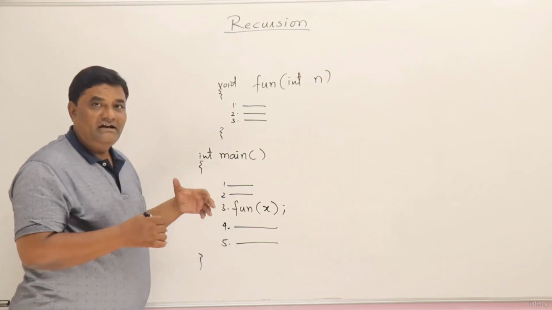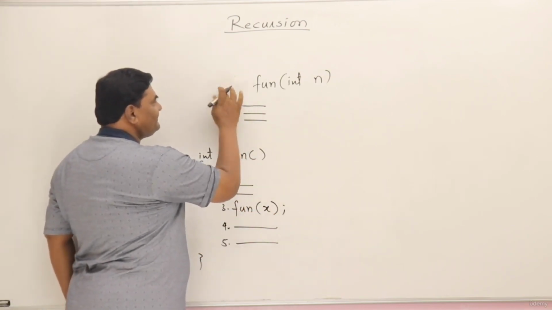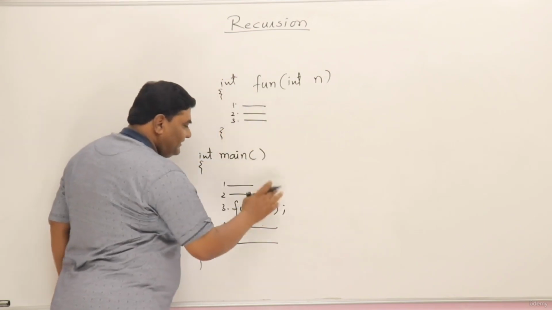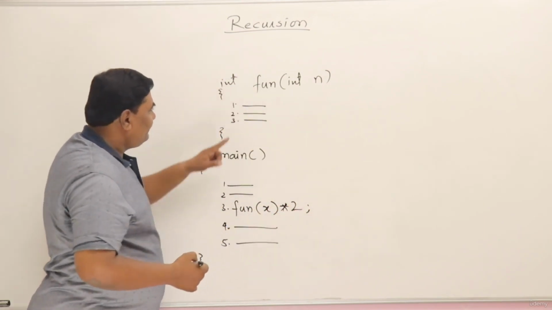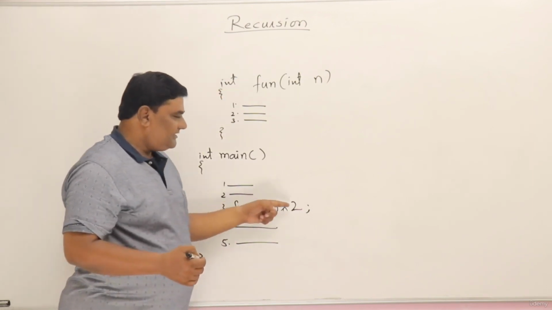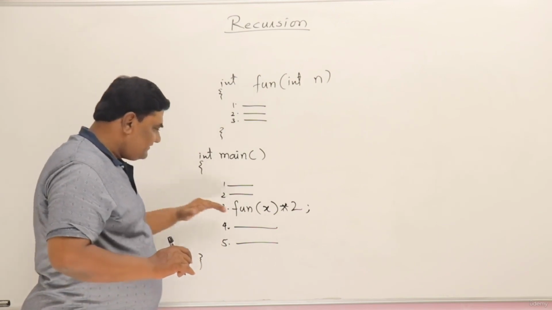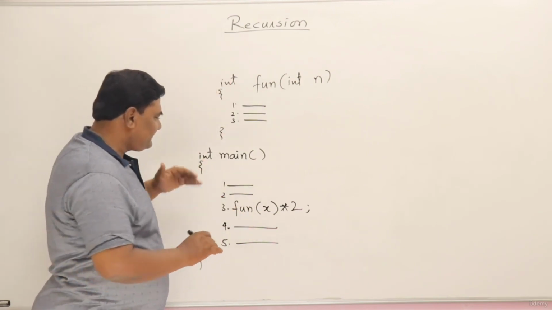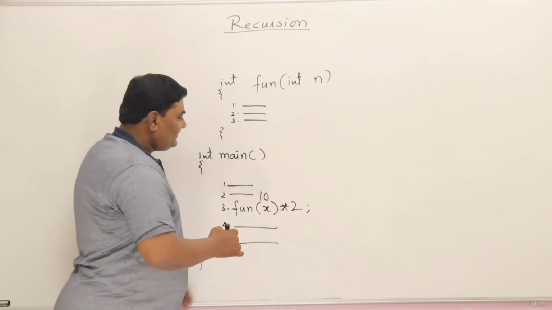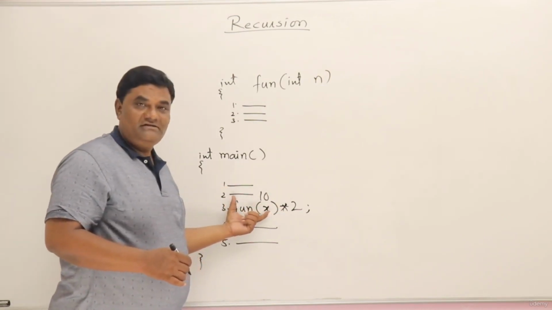What does it mean by any other operations? For example, this function is returning something, and here I have written multiplied by 2. So the value of that function has to be multiplied by 2. This multiplication will be done once the function has returned here with some value. Assume that function has returned 10. So 10 into 2 can be done only if this function has returned the result.